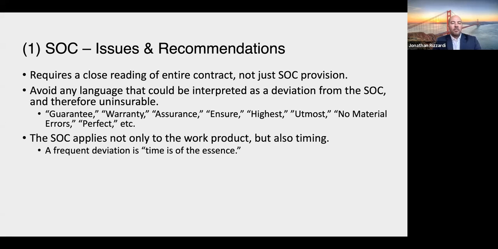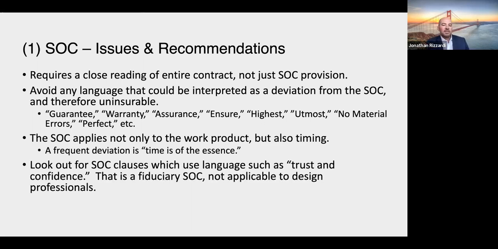And then the standard applies not only to the work product itself, but also to timing. So a lot of times you'll see an owner have a time is of the essence clause, and that could be interpreted as an alteration of the standard of care. He's trying to make you go faster than you're required to perform on the project.